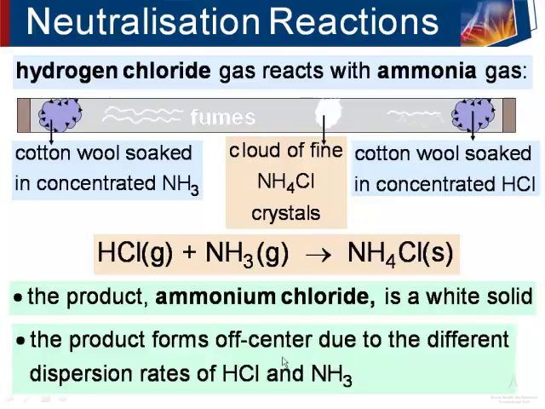The ammonium chloride forms off center due to the different diffusion rates of the hydrogen chloride and the ammonia. So basically the ammonia diffuses faster because it's lighter as a substance than the hydrogen chloride, so the reaction takes place closest to the hydrogen chloride because it is heavier than the ammonia.